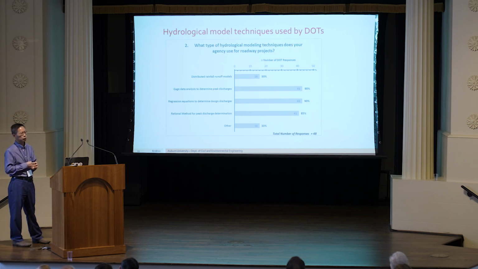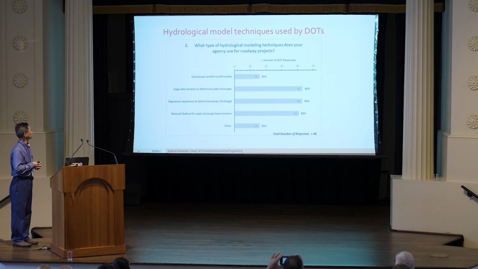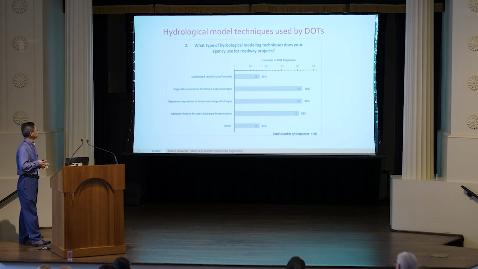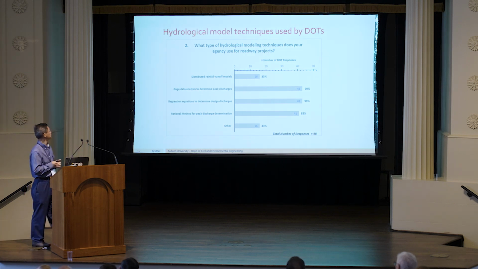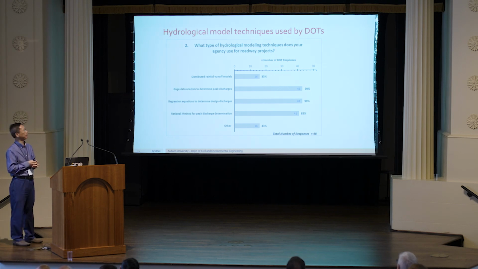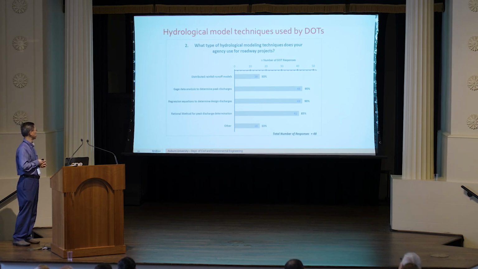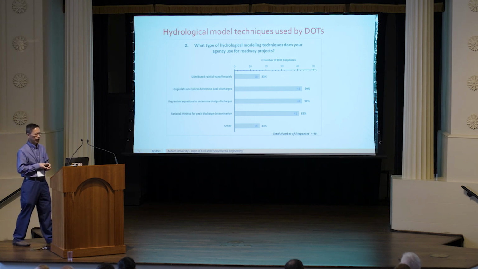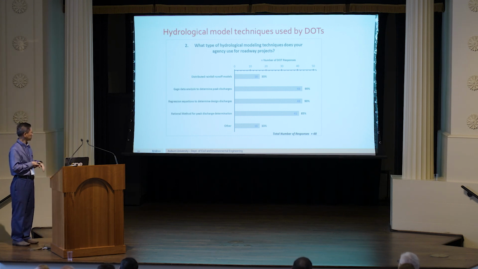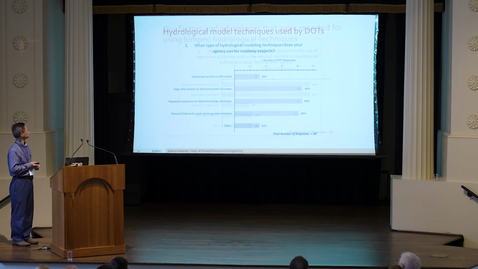Such as question 2 of our survey: what type of hydrologic modeling techniques does your agency use for roadway projects? We have 16 states, or 33%, saying they are using the DRM. And about 43 states are using gauge data analysis to determine the peak discharge, or regression equations, such as StreamStats, okay? That is 90% of the DOTs. Or they use the rational method for peak discharge determination, about 85%. And there are 16 that also use other hydrologic methods.